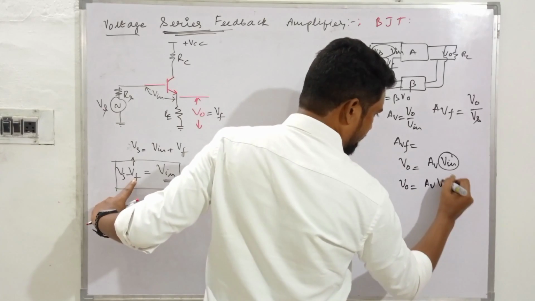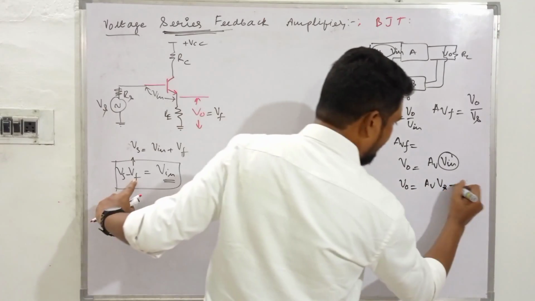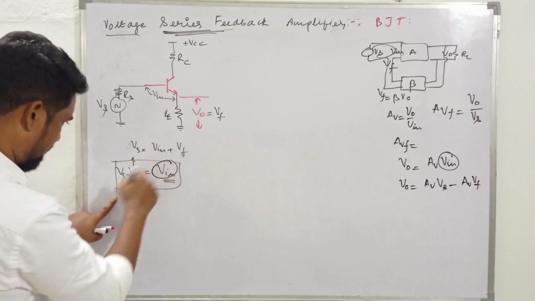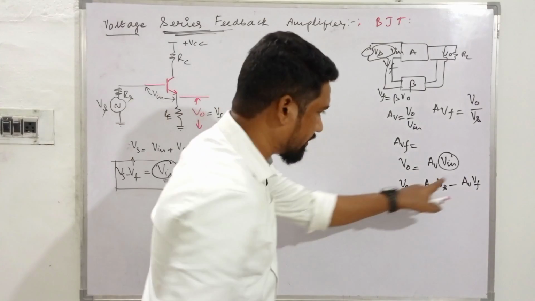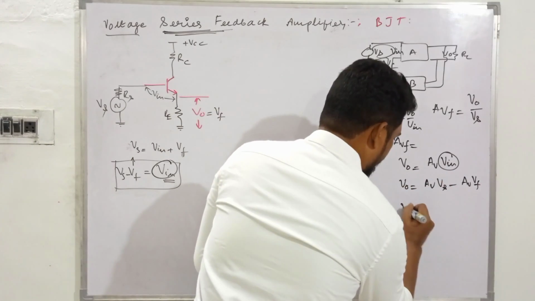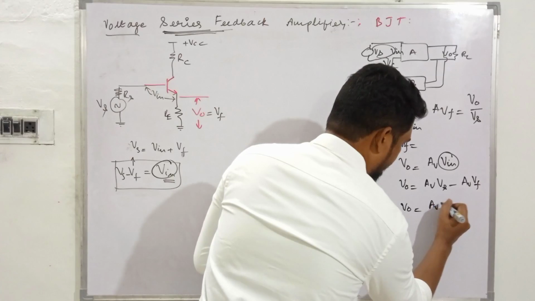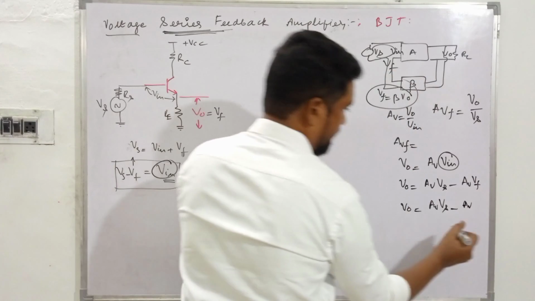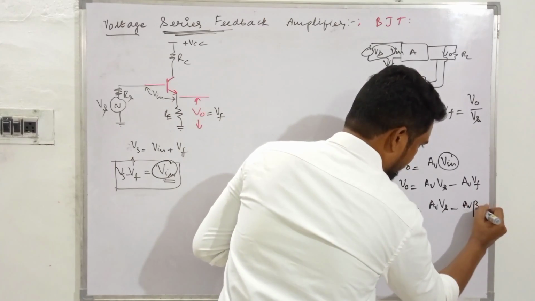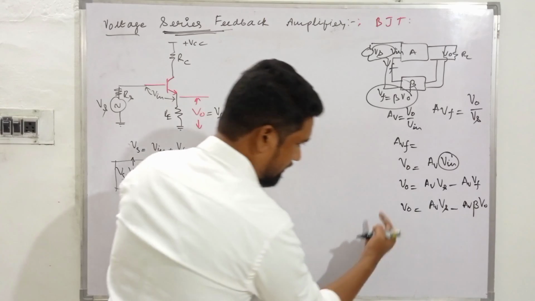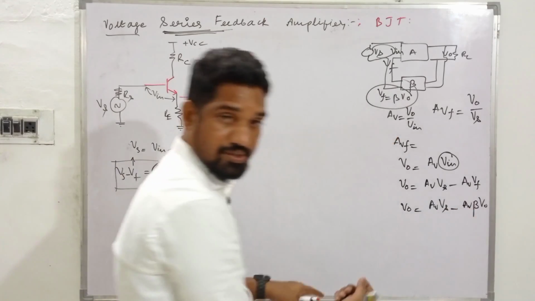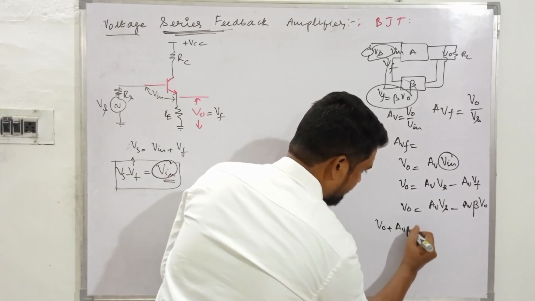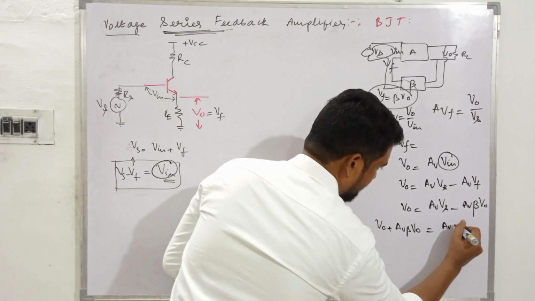In the sense, Vn is equal to Vs minus Vf, which is plugged in over here. So there is another small modification over here. AV Vs also as it is. AV also, Vf is this one, beta V naught. So AV beta V naught, it's negative. Pulling this towards this side, that will be positive. So V naught plus AV beta V naught is equal to AV Vs.